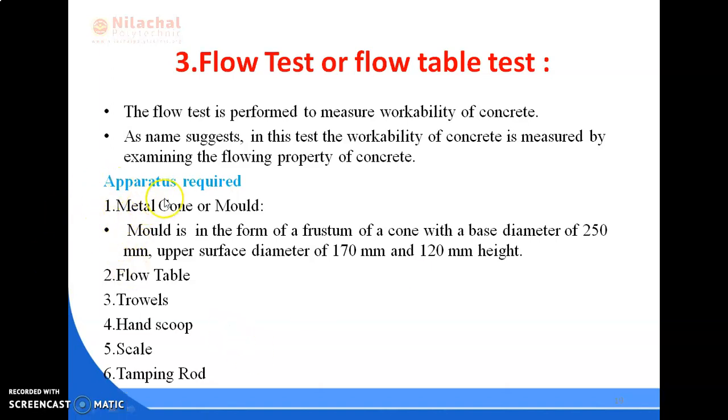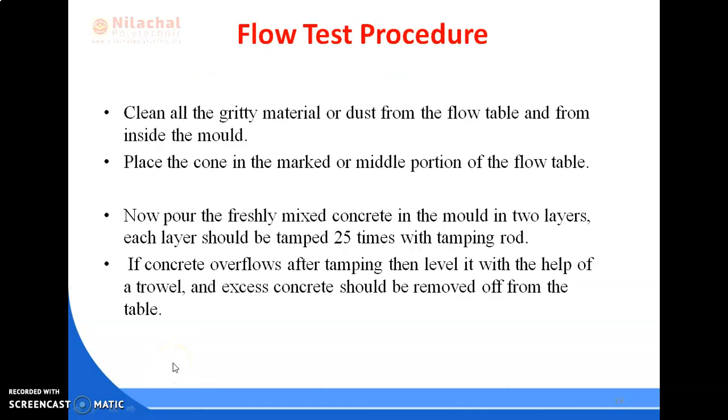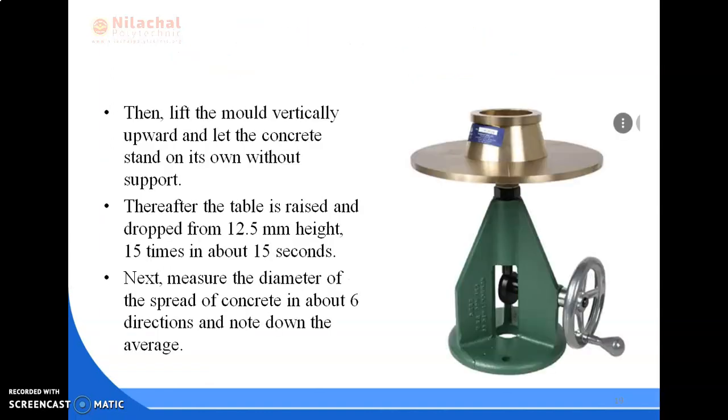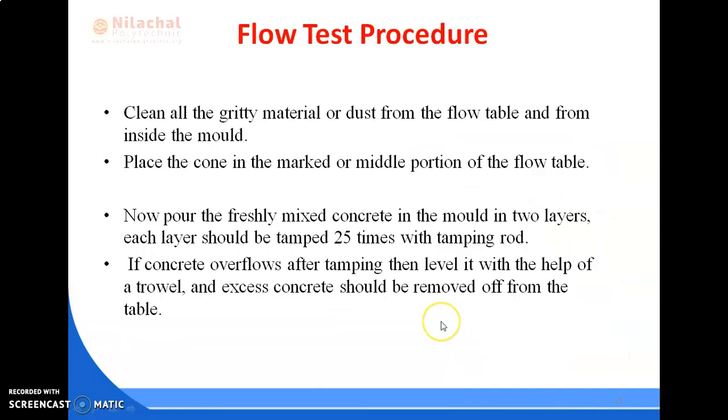And these are some apparatus required like flow table, trowel, hand scoop, scale, tamping rod are required for this test. This is the apparatus, this is the flow table, it has a handle, this is the cone, this is the base. So let us discuss the procedure.